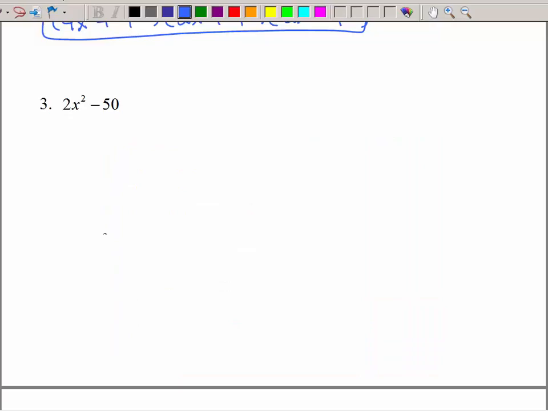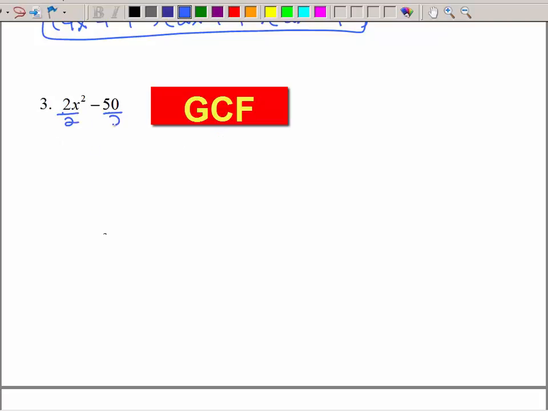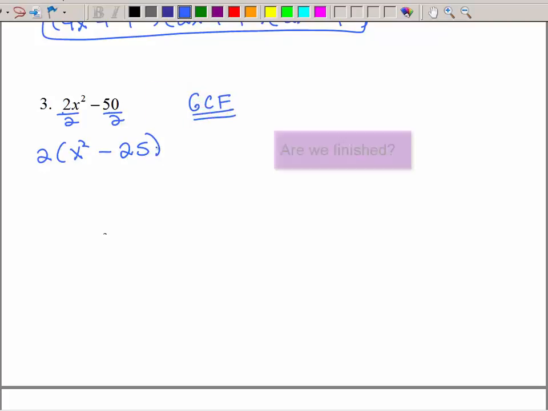So let's look at this third example. 50. That's not in my perfect square list, and neither is 2. So maybe you just should put prime. No, because you need to look for that greatest common factor. And sure enough, 2 and 50 are both divisible by 2. So again, I'm going to divide both of these by 2, write down that 2, and I have x squared minus 25. Now, can I keep going? Yes, because that's the difference of two squares.